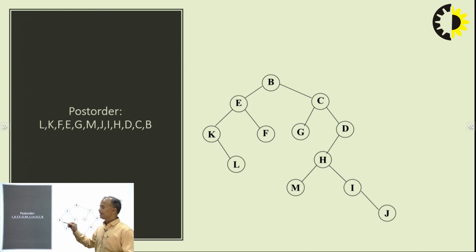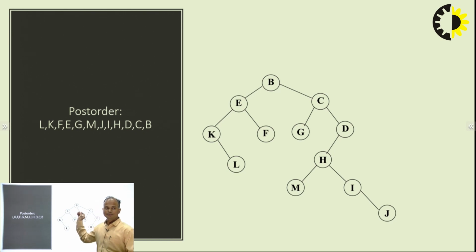Now we are at E. We have visited the left subtree. Now we need to visit the right subtree. We are here at F. No left part exists, no right part exists of F. So we need to visit the F. It means of this particular tree, we have visited the left part, we have visited the right part. Now we need to visit the root. Therefore, we are visiting the E.